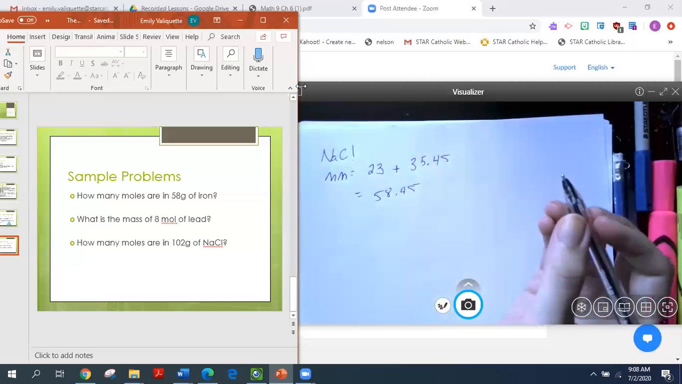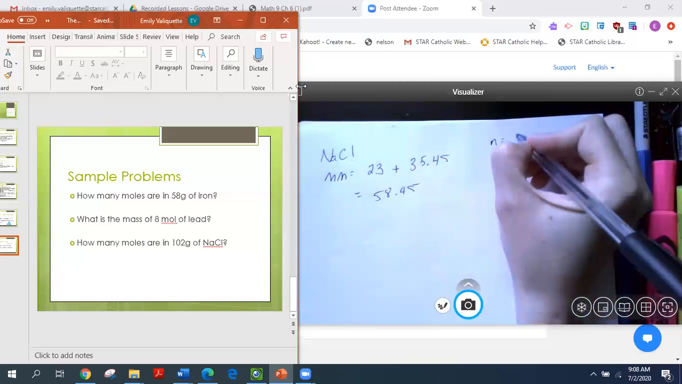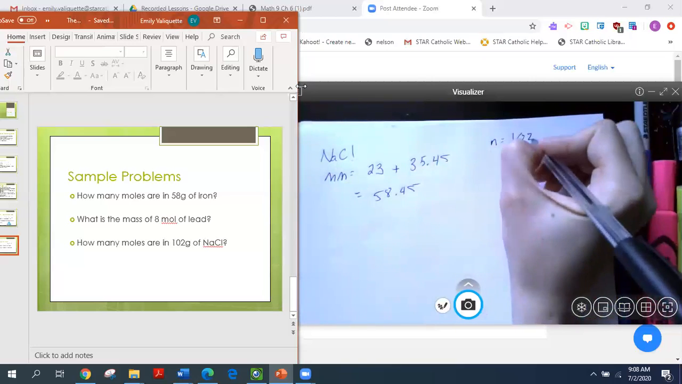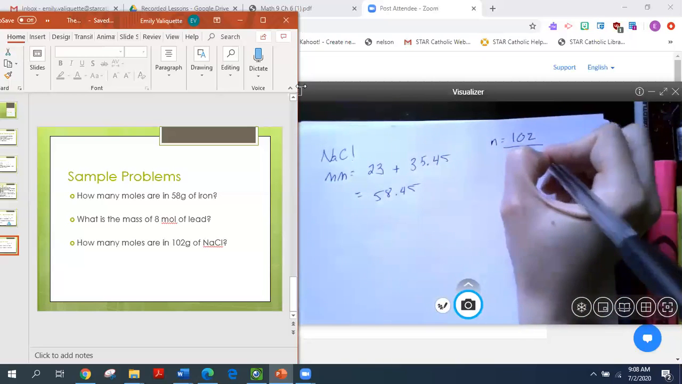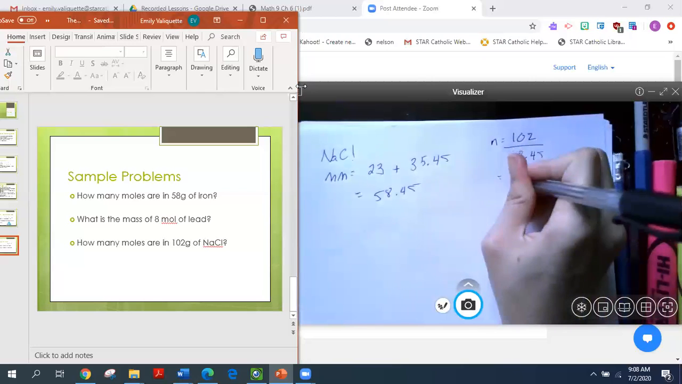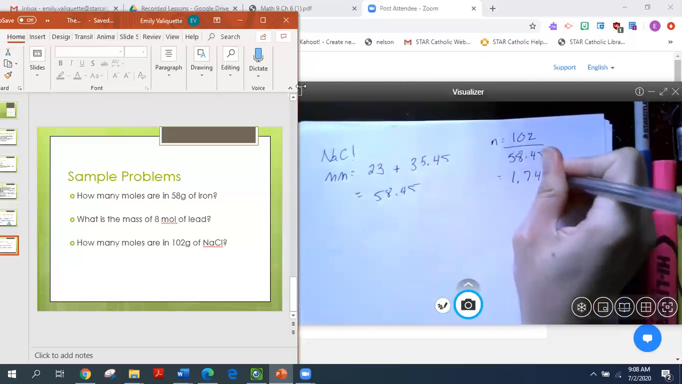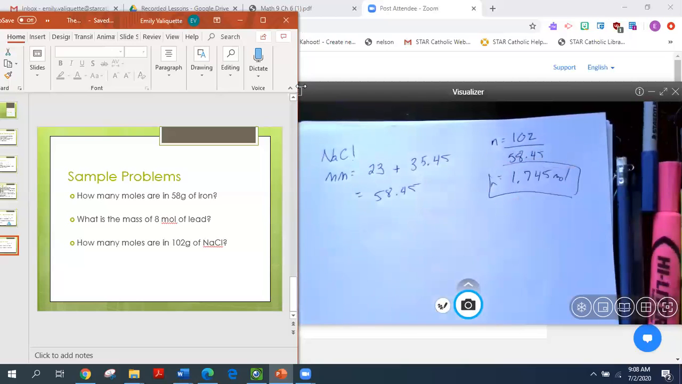58.45. Once I have that, then again, we do our moles is equal to our mass of 102 grams divided by our molar mass. And get 1.745 moles as your final answer.